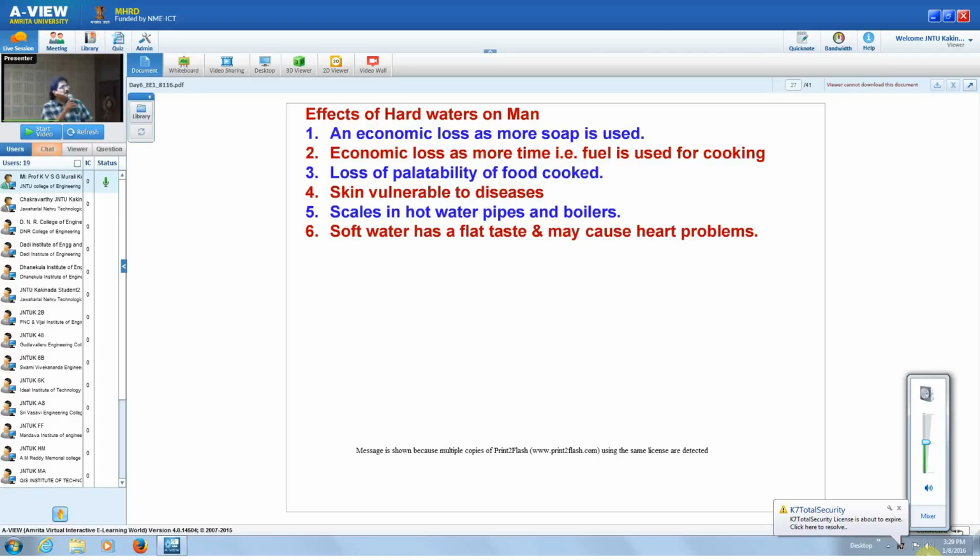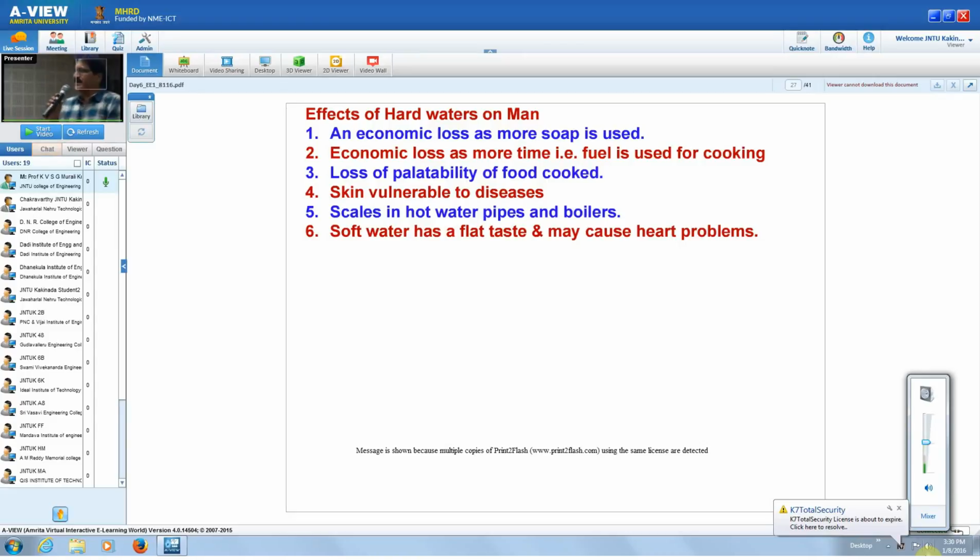Second, another economic loss, as more time is consumed and more fuel is consumed for cooking. The moment water has a lot of hardness, the boiling point changes and water cannot be heated easily. And it takes more time for the food to be cooked. So instead of 15 minutes, you have to cook it for 25 minutes. Though it is 10 minutes extra, extra gas is consumed, double the amount of gas is consumed. So is it not an economic loss? Definitely yes.